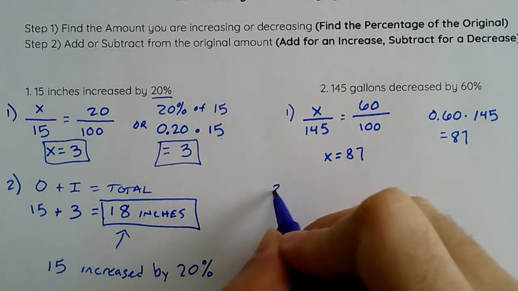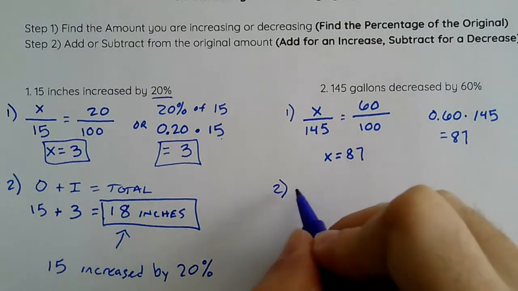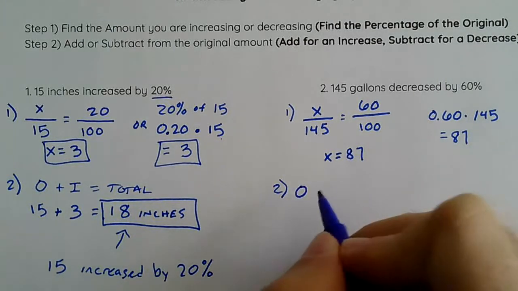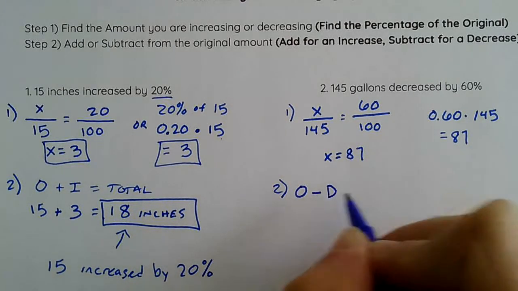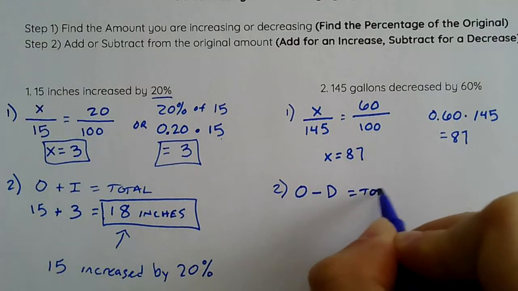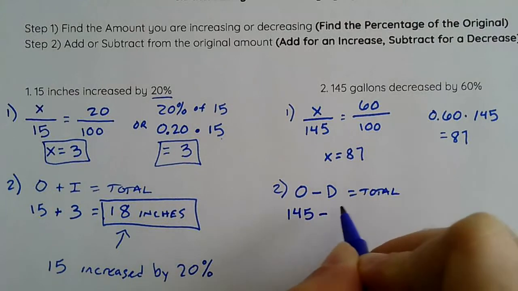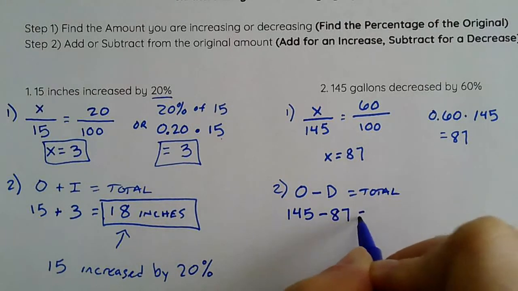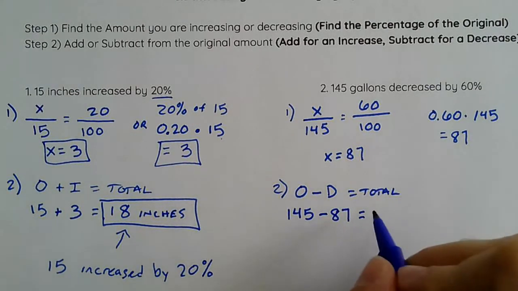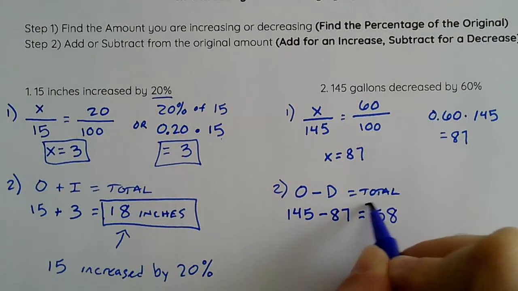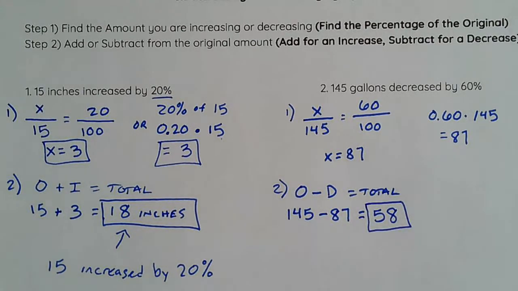So in step 2, because it's a decrease, we will subtract. So we'll take our original minus our decrease, which will give us our new total. So 145 take away 87 gives us a value of 58. And as a short check, because we were decreasing, we should get a smaller value than we started with, which 58 is smaller than 145.